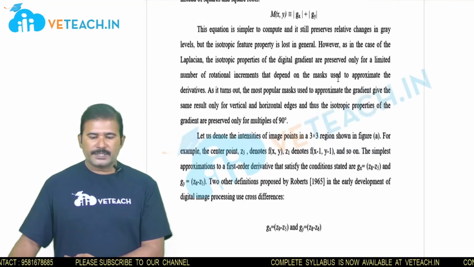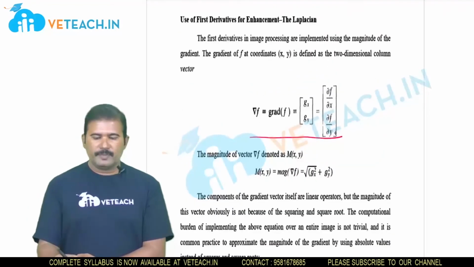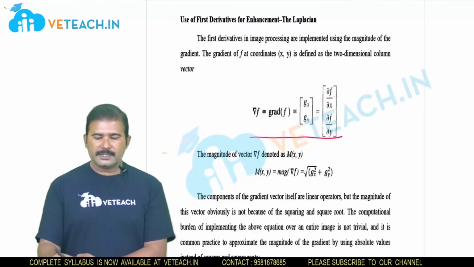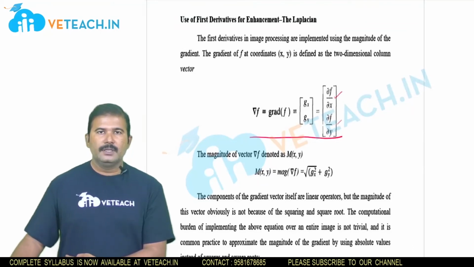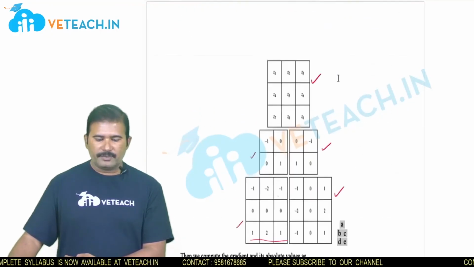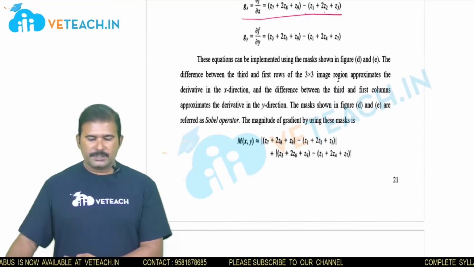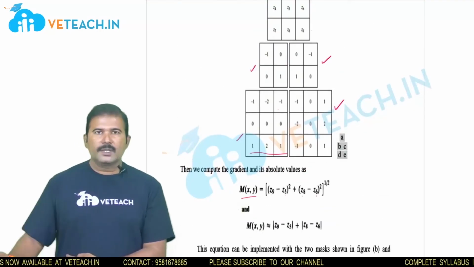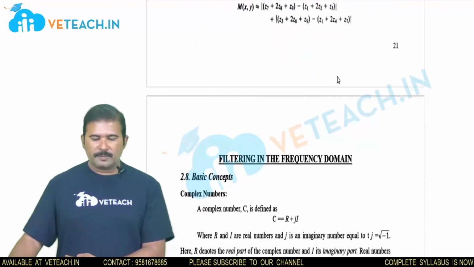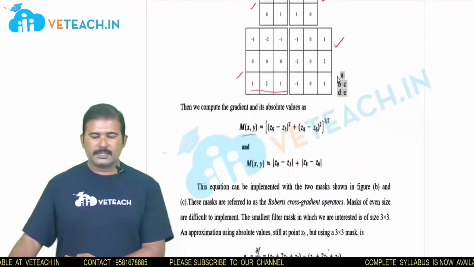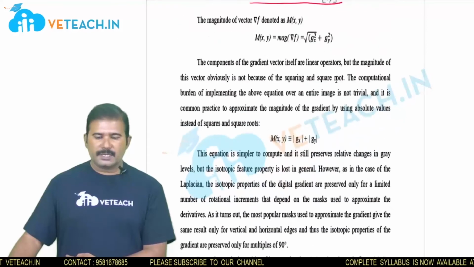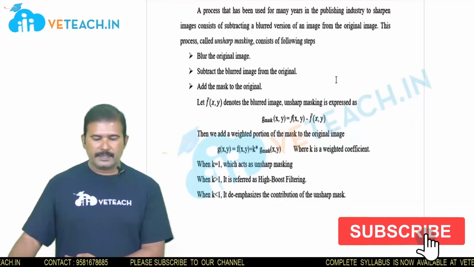The gradient operation is applied like this, dou f by dou x and dou f by dou y, the differences in the x direction and y direction. These are represented in the form of filters. So these are called Sobel and Prewitt operators, these two, D and E. These two filters are known as the Sobel operator and Prewitt operator. These are some filtering techniques based on the first order and second order derivatives.